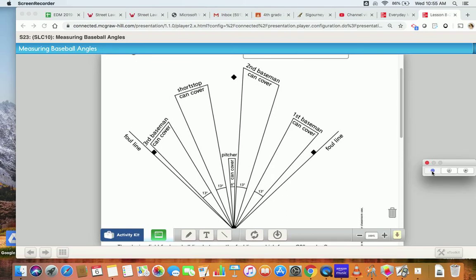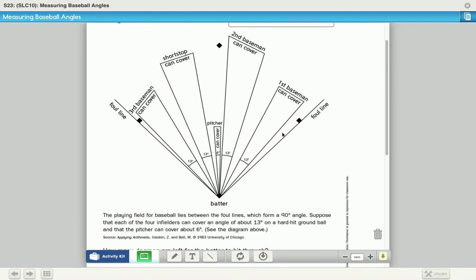Okay, so we're going to go through the home link 8-2. We're going to start out with this challenge puzzle. If the first baseman, the second baseman, the third baseman, and the shortstop can all cover 13 degrees, and the pitcher can cover 6 degrees, how many degrees are left for the batter to hit through? So we've got 13 times 4, because we have our first baseman, our second baseman, our shortstop, and our third baseman. And then we've got our pitcher that can cover 6 degrees.